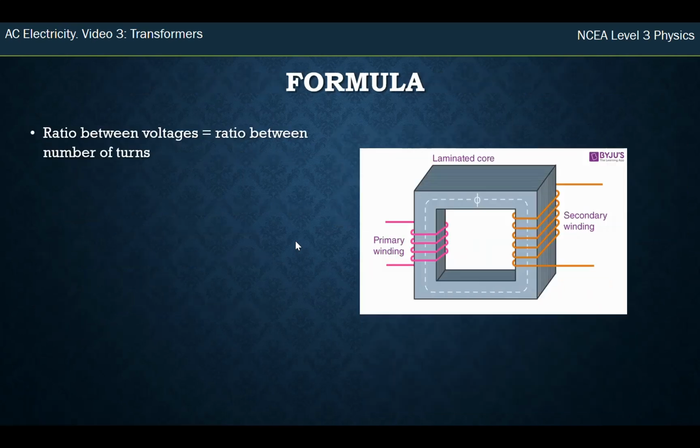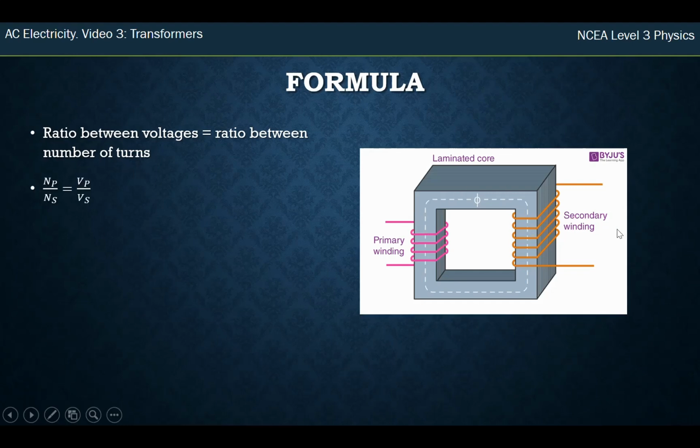So the ratio between the voltages is equal to the ratio between the number of turns, or windings. So in this case, let's say there's 4 on this side, and I think there's not quite 8, but let's pretend there was 8. A ratio of 4 to 8 is 1 to 2, and that means in this case the voltage will be stepped up twice as much.